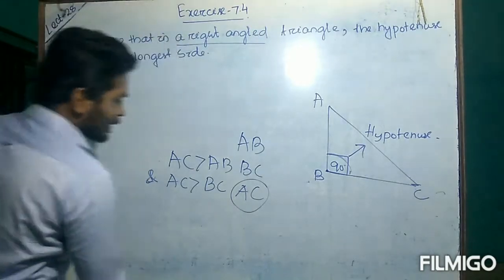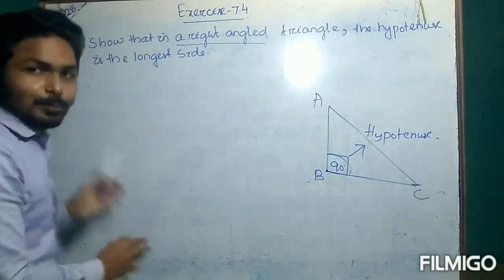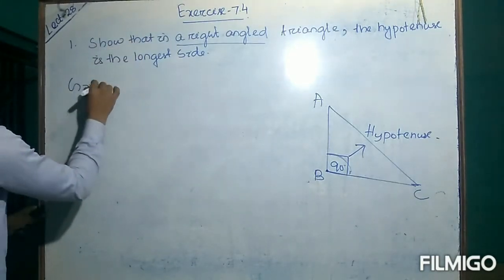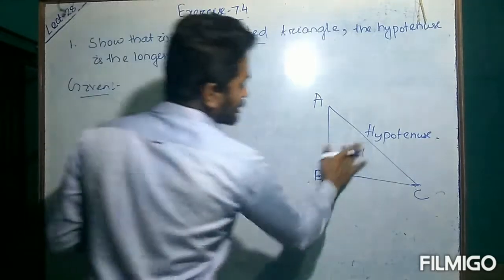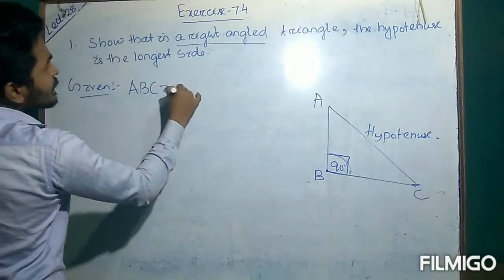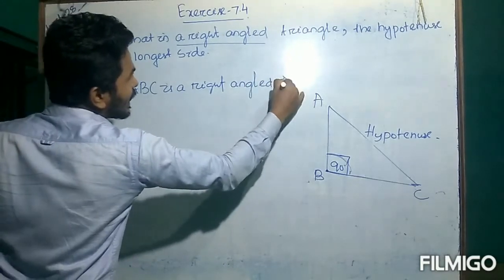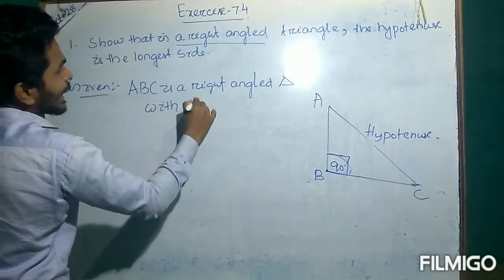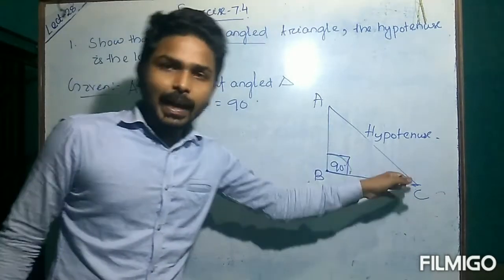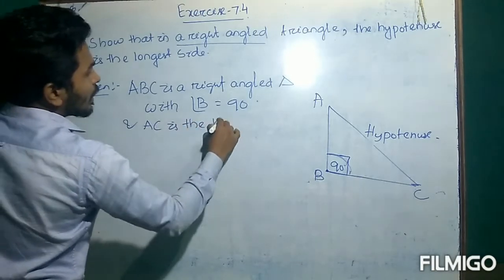Okay? So let us prove it. We know that yes, hypotenuse is the longer side, but we have to prove how it is possible. Let's see. So what is given here? It is given that ABC is a right angled triangle with angle B is 90. This is given. And AC is the hypotenuse.